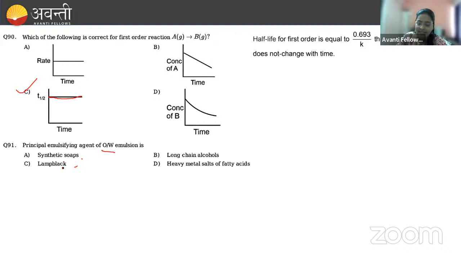Next, 91: the principal emulsifying agent of oil in water emulsion is synthetic soaps, lamp black, long chain alcohols, or heavy metal salts of fatty acids. So our answer here is: synthetic soap is the principal emulsifying agent.